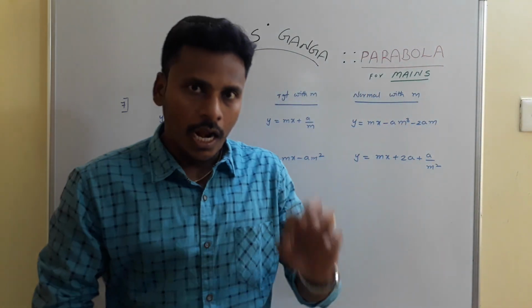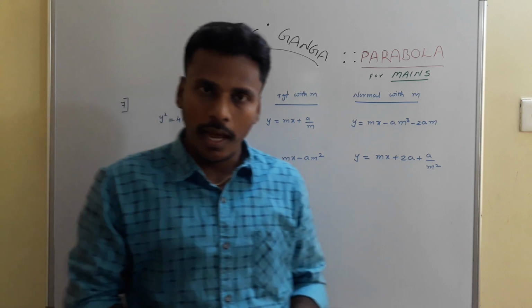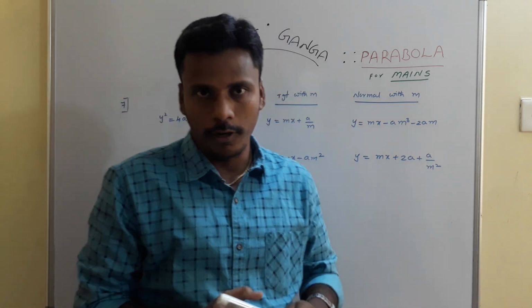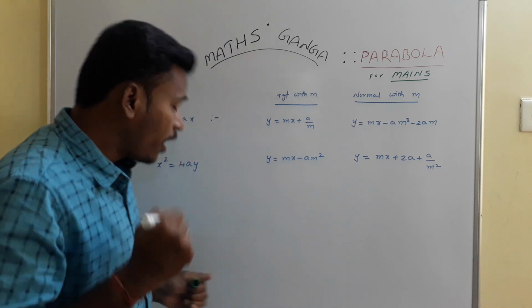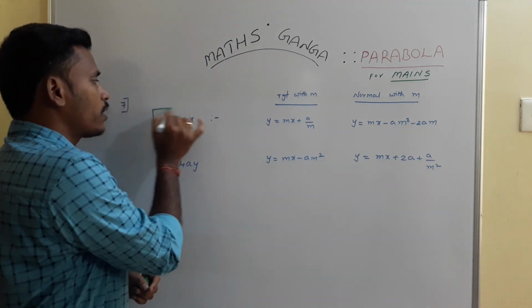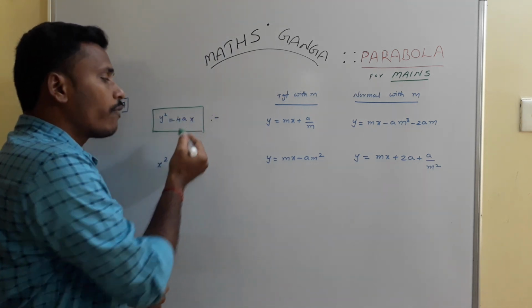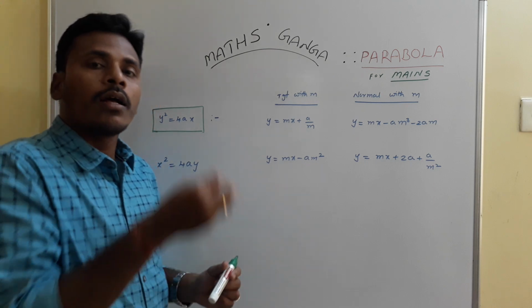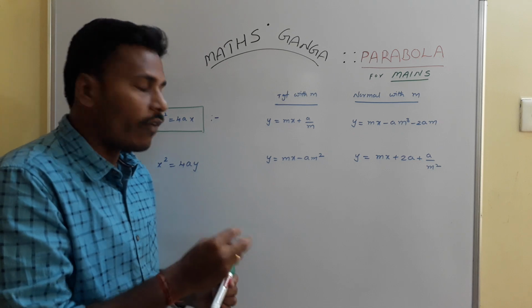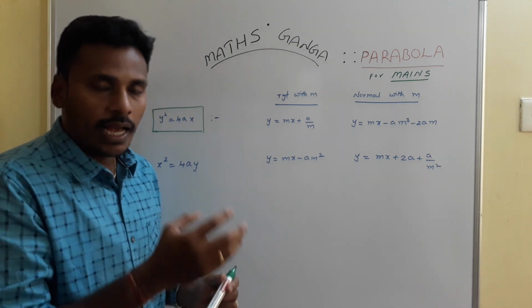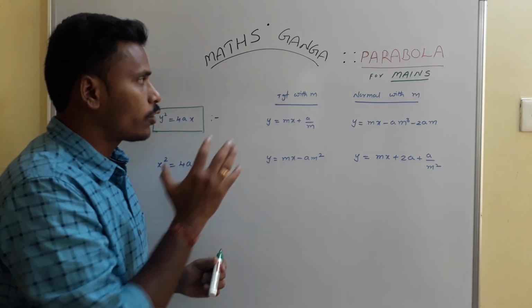Hello friends. Now this is the seventh conceptual idea from parabola. The seventh conceptual idea is about the tangent and the normals. If you have the equation of the parabola like y square is equals to 4ax, for this parabola, at every point there exists a tangent. So we will find the tangents related to the points as well as tangents with the slope m.